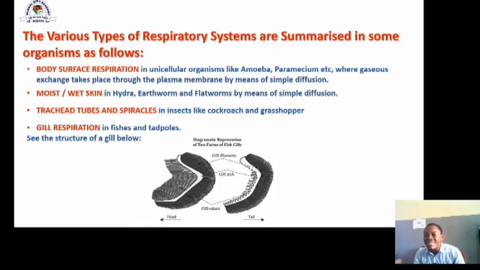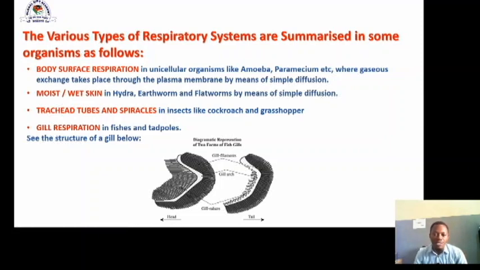Gaseous exchange takes place through the plasma membrane by means of simple diffusion. We have moist or wet skin in hydra, in earthworm, and in flatworms such as tapeworm, planaria, and liver fluke, by means of simple diffusion. We have tracheal tube and spiracle in insects. The majority of arthropods, all the insects like cockroach and grasshopper, possess a tracheal system for gaseous exchange.